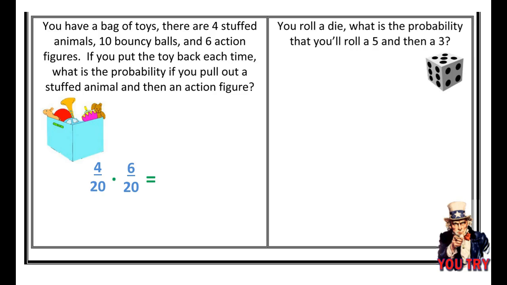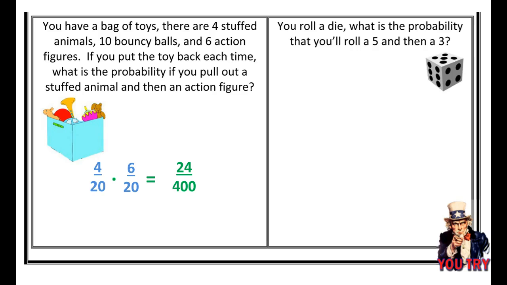Multiply those probabilities together. If you'd like to simplify them before, it makes simplifying at the end easier, but it doesn't mean you don't have to simplify. So I'm going to multiply straight through. 4 times 6 is 24. 20 times 20 gives me 400. And I'm going to simplify this. I'm going to use the single mountain method.